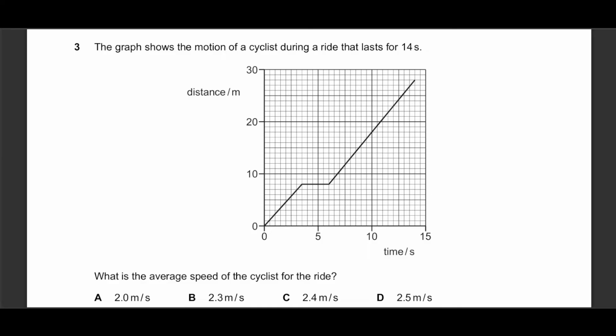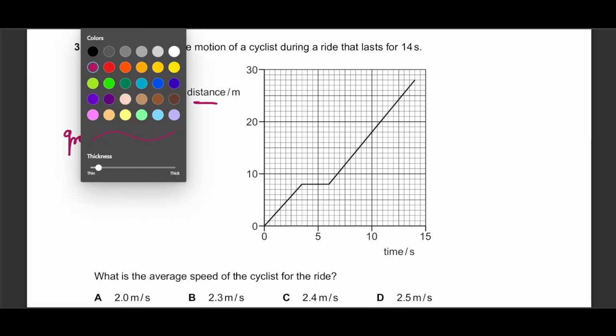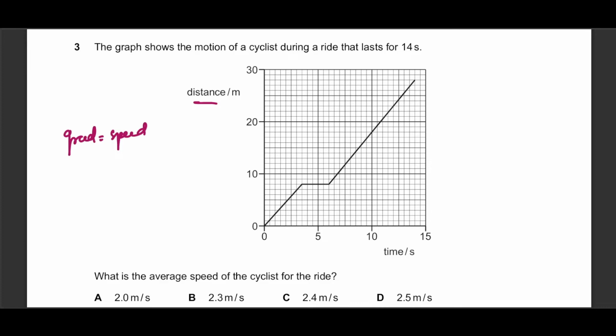Question 3. It says the graph shows, it's a distance time graph, and we understand that the gradient represents speed. If it had been a displacement time graph, then it would have been velocity. And we can do this by change in y over change in x. Just analyze the unit. So the unit on the y-axis is meters. The unit on the x-axis is seconds. So this would become meter per second, which is definitely the unit of speed.